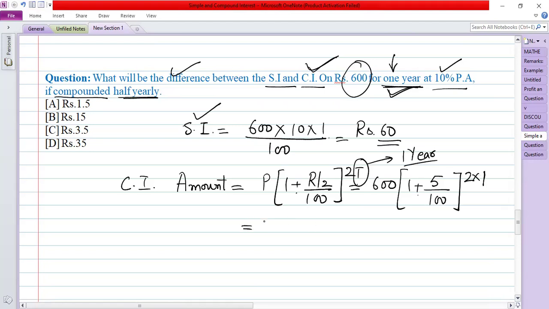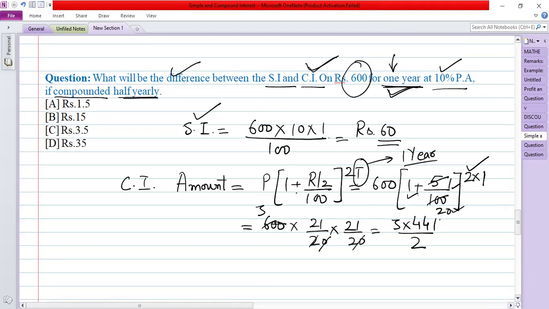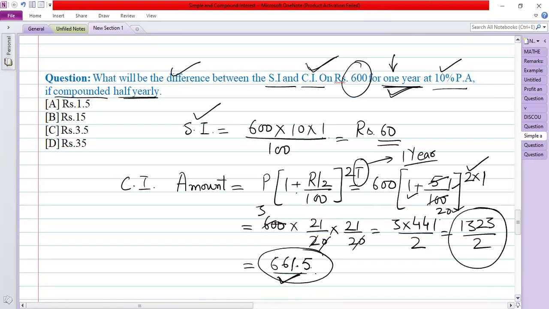Okay, so now it is nothing but 600 and 5 over 100 here it will be 20. So 1 plus 1 by 20 will give us 21 by 20, and 21 by 20 whole square. So obviously this one more time it will be there. So these two zeros will go off with this. So here it will be 3 here. So now it is 3 into 441 divided by 2, and this will give us this. And now this is the amount, okay, amount in case of compound interest.